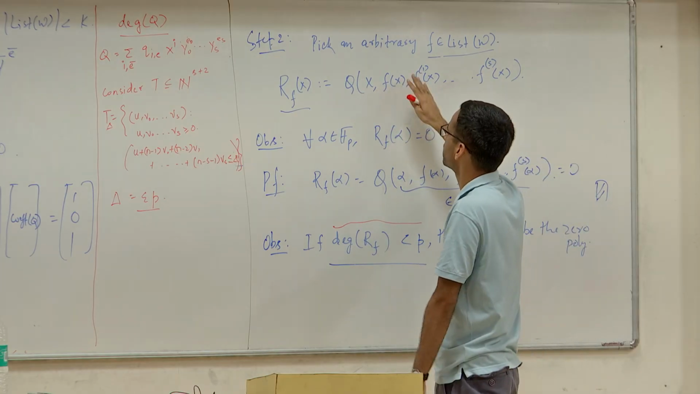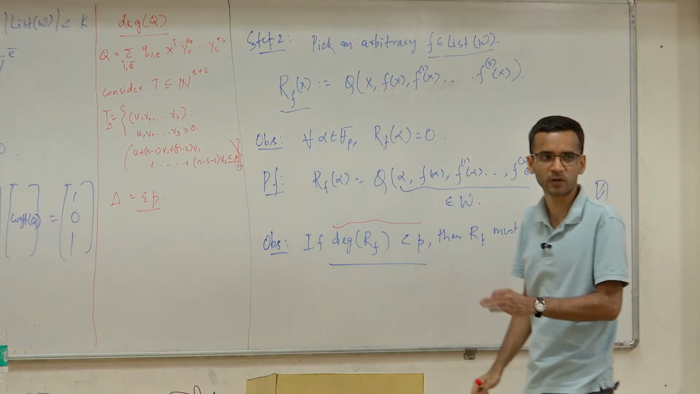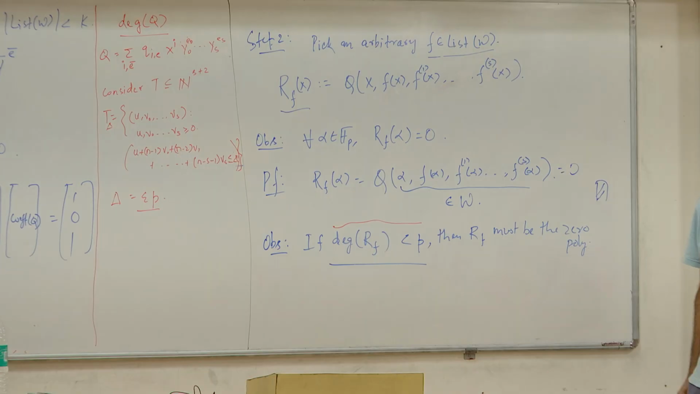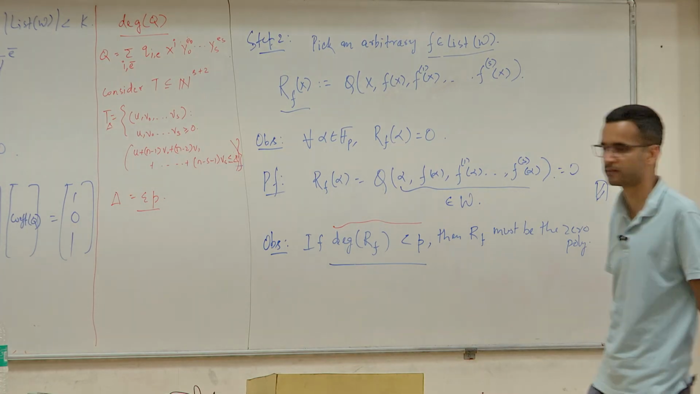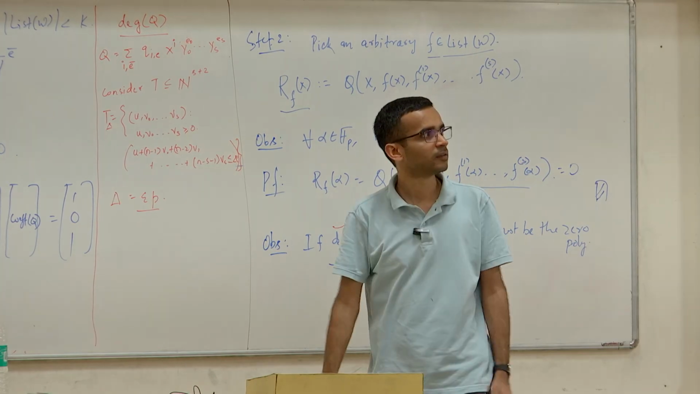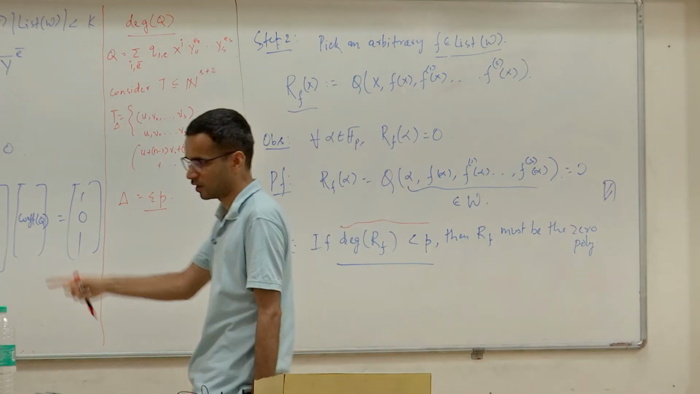So Q is identically 0. Q becomes identically 0 when we replace the variable yi by f to the i for any f in the list. So this Q contains all the polynomials f in the list in this form. It has all of them contained inside it. Okay, so now the last step.